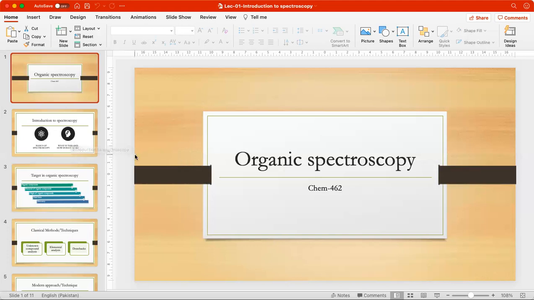So this spectroscopy is a very broad subject, as we need to study a lot of techniques like IR, NMR, UV, EPR, mass. In addition to this, we also need to study molecular spectroscopy. So these are the different areas. Now in this course, we will focus on IR, NMR, UV, mass spectroscopy, at an introductory level.